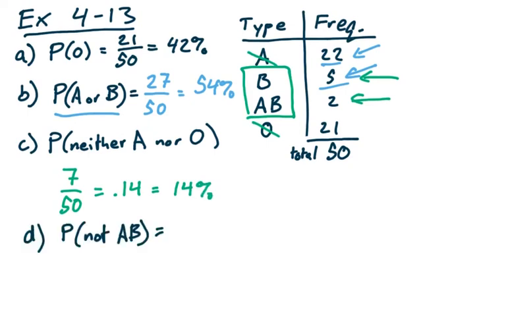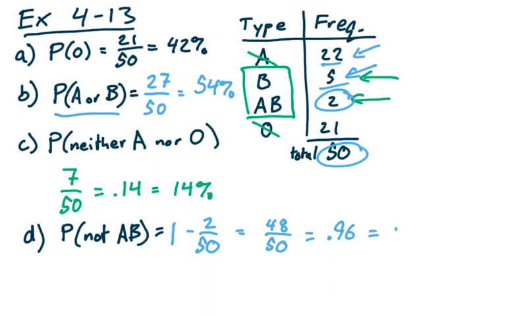So here, not is indicating the complement, the probability that the person will have type AB blood. There's 2 of those people. There's a total of 50. So we would say they have a 2 out of 50 probability of having type AB blood. So therefore, the complement would be all of the people who do not have type AB blood, or in other words, the other 48 of those 50 people. And so this is a probability 48 over 50. We could keep it like that as a fraction, or make it 0.96 or 96%.